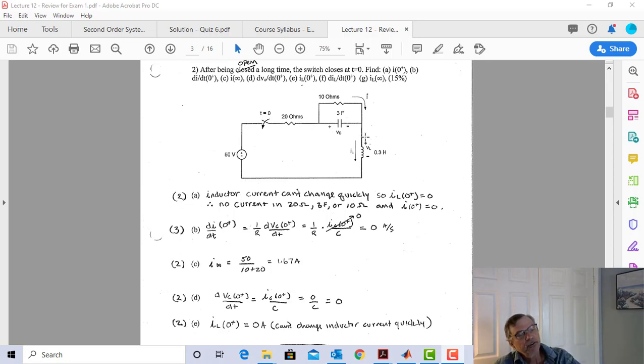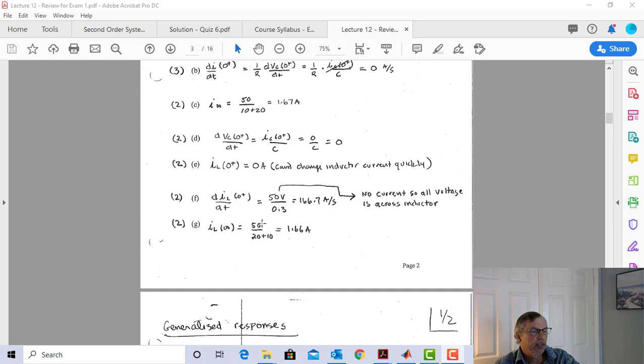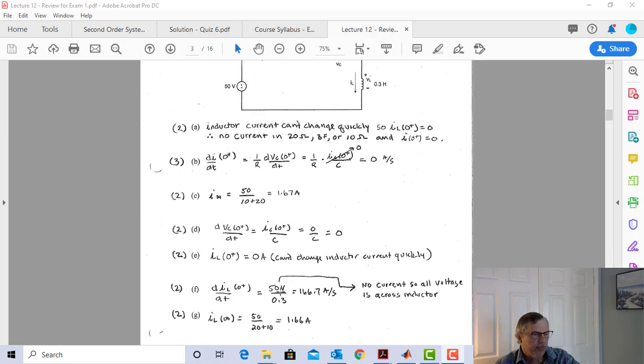So the inductor voltage at t equals 0 plus is going to be 50 volts. So 50 divided by the inductance gives me 166.7 amps per second.